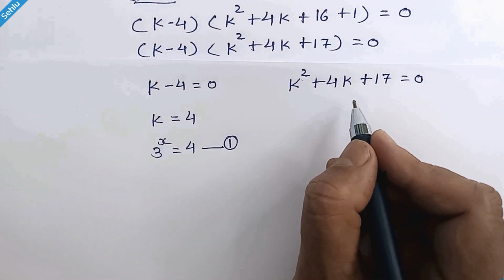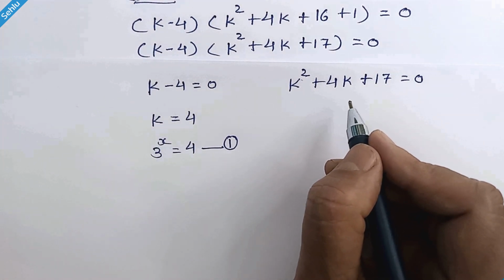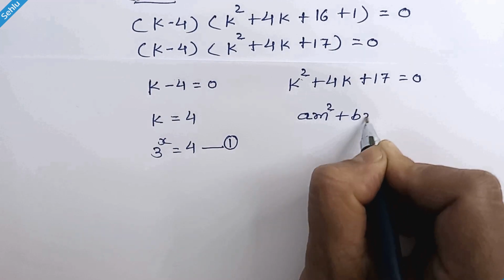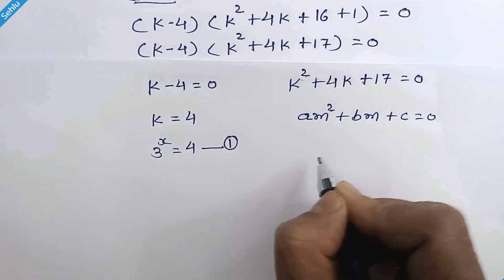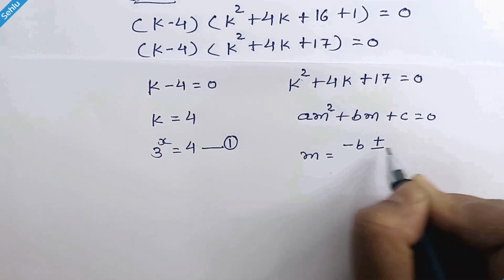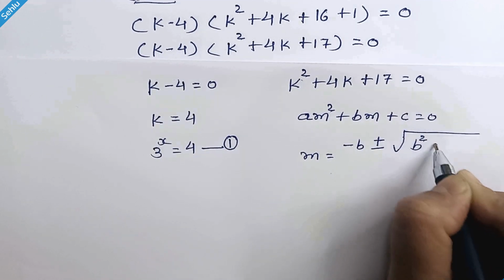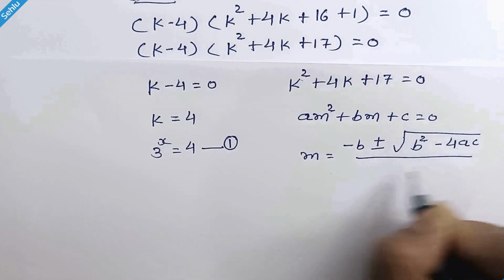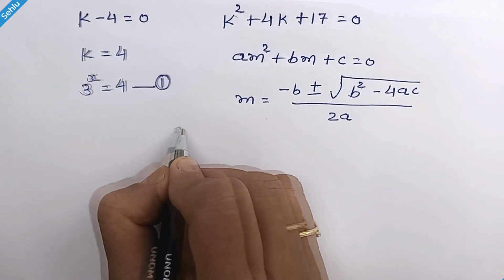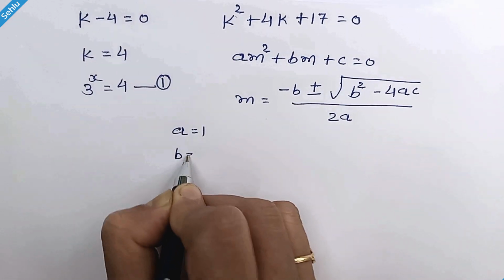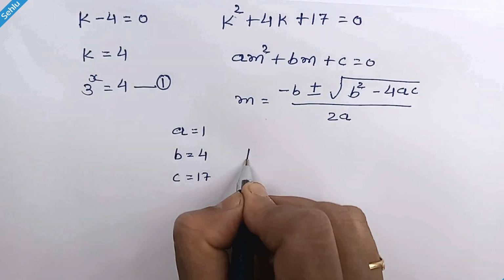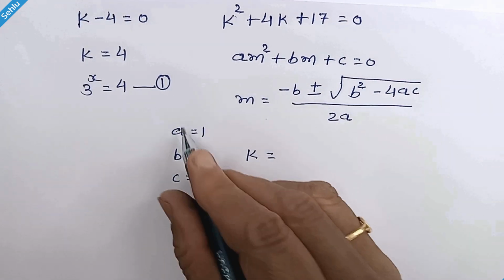And here we have a quadratic equation and we need to use the standard quadratic formula: for am² + bm + c = 0, m is equal to (−b ± √(b² − 4ac)) / 2a. Now in our case we have a = 1, b = 4 and c = 17, and m is k. So let's put these values.